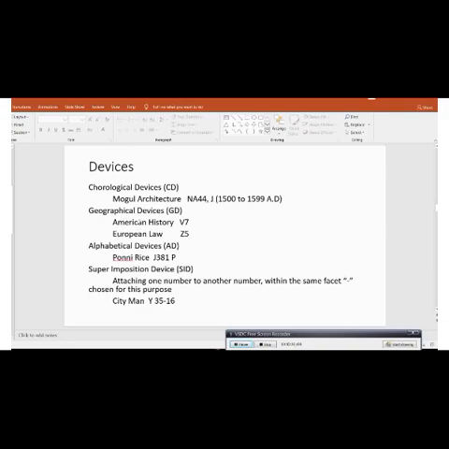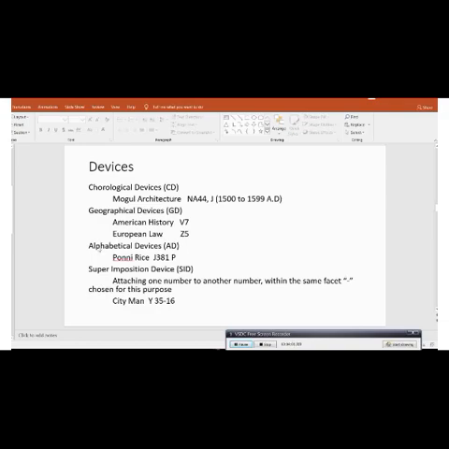Then geographical devices, American history. Here B is the history, 7 denotes the area of America. For the European law, Z is the law, basic class law. Then 5 represents Europe. So he used the geographical devices. This one is the geographical, he used as the devices also.